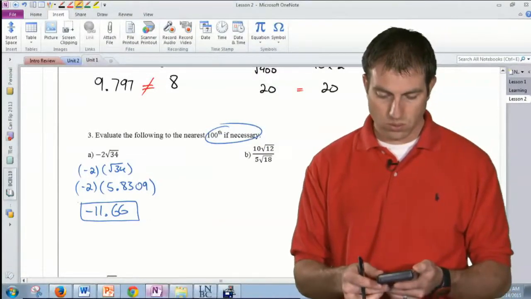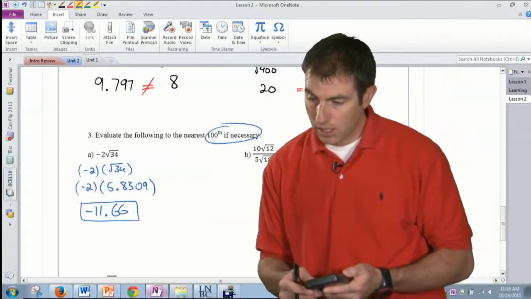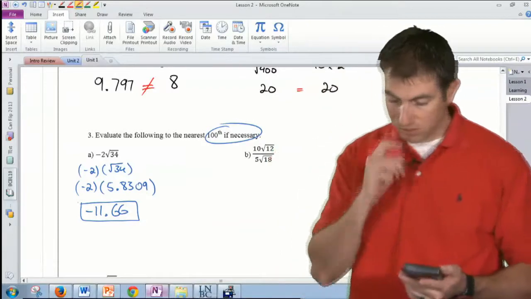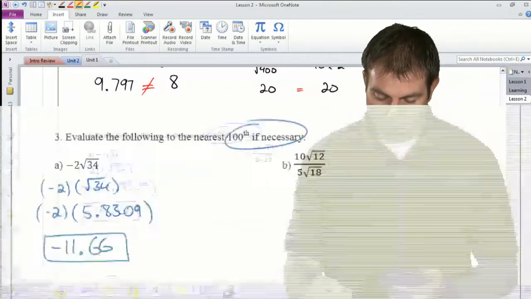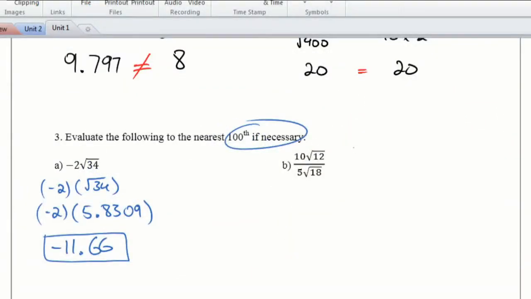Square root of 34, all right. The next one, same sort of process. If you're really good with your calculator, you can plug it all in one step, which lends a lot of places for mistakes, or you can do it in two. So I'm going to figure out what the top is first, and then I'm going to figure out the bottom, and then I'm going to divide them. So I'm going to do it in two steps.